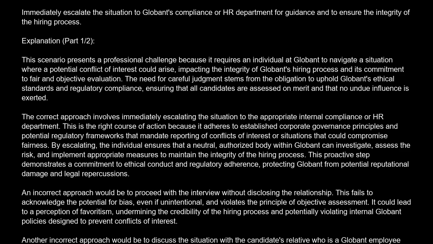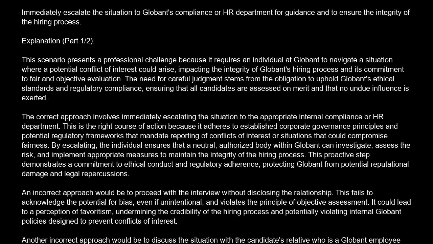An incorrect approach would be to proceed with the interview without disclosing the relationship. This fails to acknowledge the potential for bias, even if unintentional, and violates the principle of objective assessment. It could lead to a perception of favoritism, undermining the credibility of the hiring process and potentially violating internal Globant policies designed to prevent conflicts of interest.